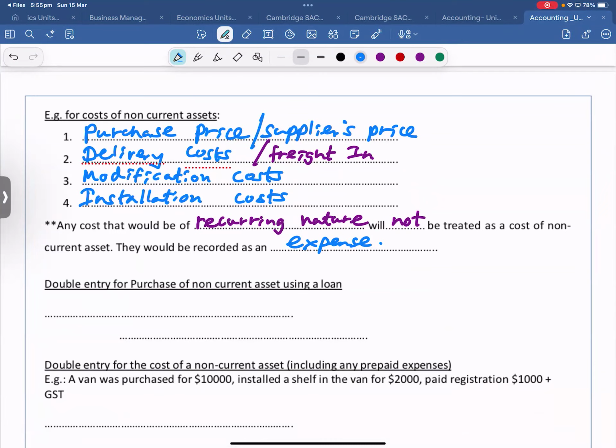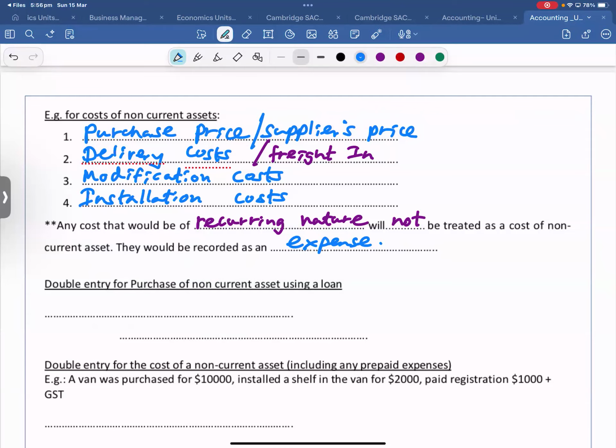What is the double entry for the cost of the non-current assets, guys? Anything you include in the cost of the non-current asset, or historical cost of the non-current asset, what do we do? You debit the particular non-current asset and you credit the bank. Right. So in this case, the double entry for purchase of a non-current asset using a loan.